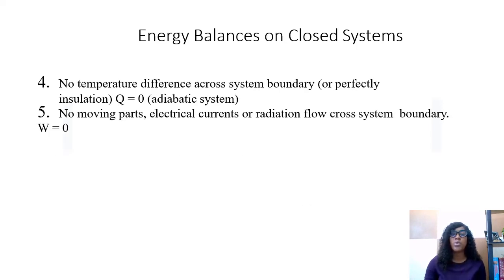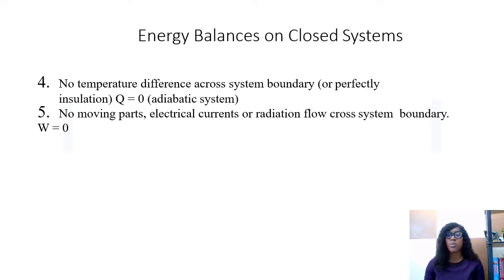So if we have no temperature difference across our boundary, or it's a perfectly insulated system, there will be no Q, so no heat, right? And if we have no moving parts, no electrical currents, and no radiation flow across the system boundary, then our work is 0. So what we have just done is look at all the different ways in which we can simplify our energy balance on a closed system.